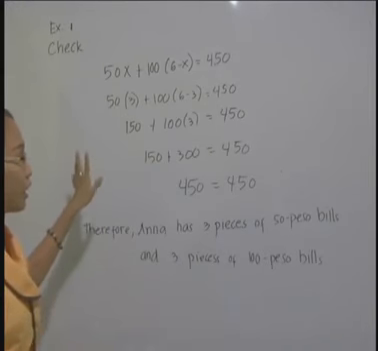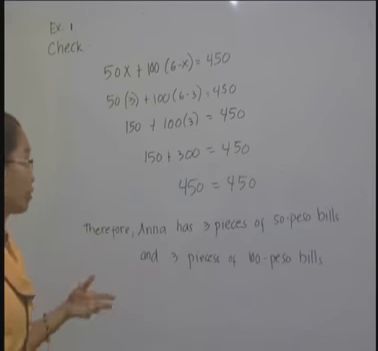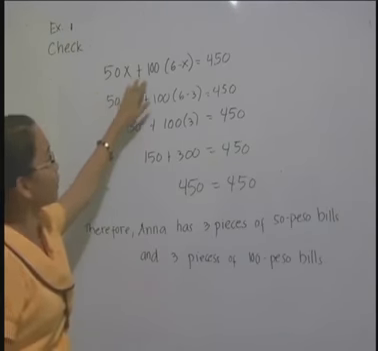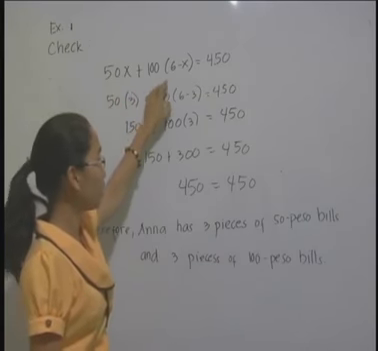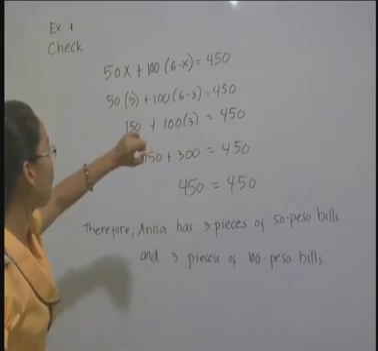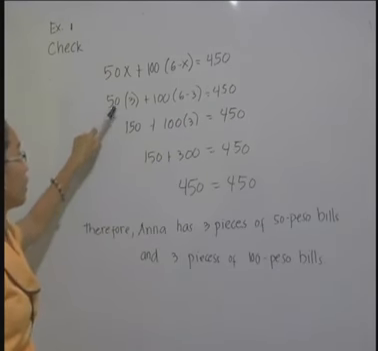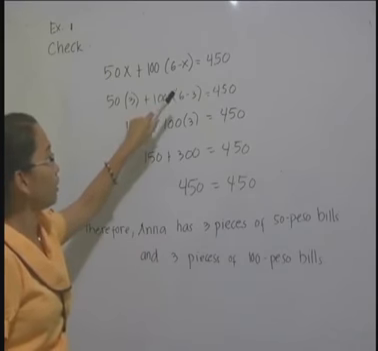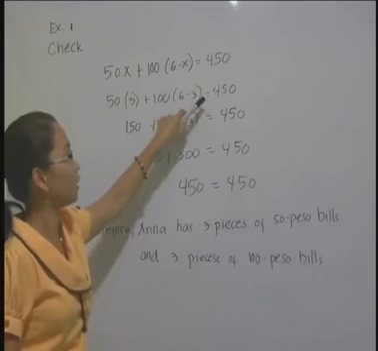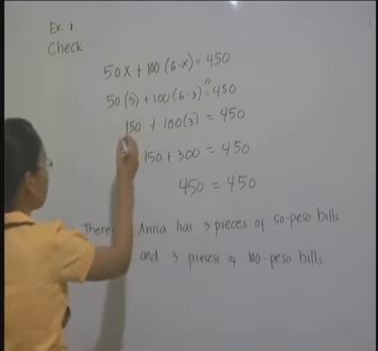Okay, let's try to check if our answer is correct. How to check? Let's substitute the value of x into the original equation, that is 50x plus 100 times the quantity of 6 minus x is equal to 450. Then we substitute the value of x, which is 3. So 50 times 3 plus 100 times the quantity of 6 minus 3, because the value of x is 3, is equal to 450. Are they equal? So let's try to prove this one.